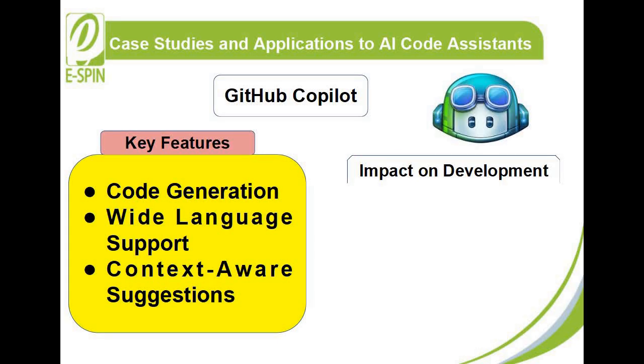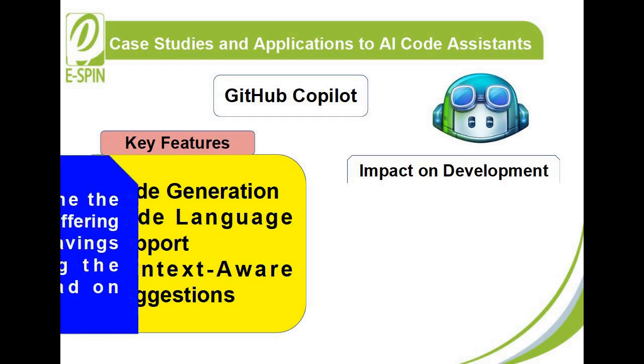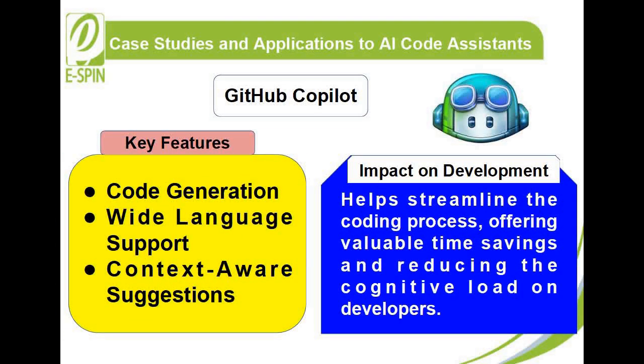Impact on development of GitHub Copilot. By integrating deeply into popular IDEs like Visual Studio Code, GitHub Copilot helps streamline the coding process, offering valuable time savings and reducing the cognitive load on developers. However, while Copilot is highly effective, developers must remain aware of potential inaccuracies and ensure that generated code aligns with project-specific requirements.